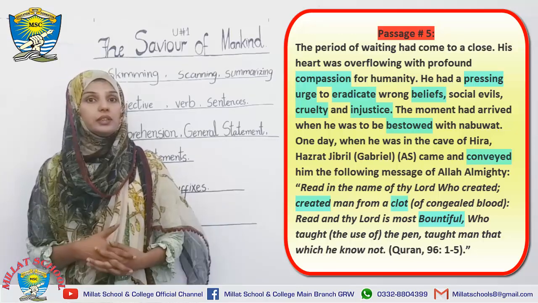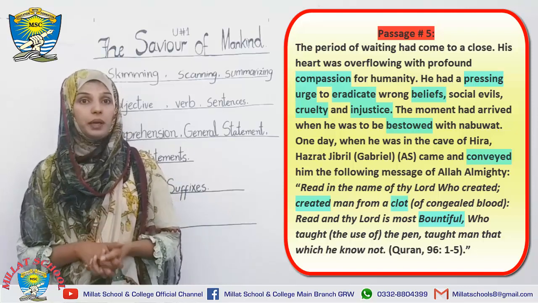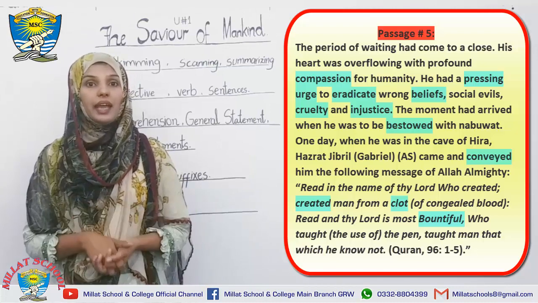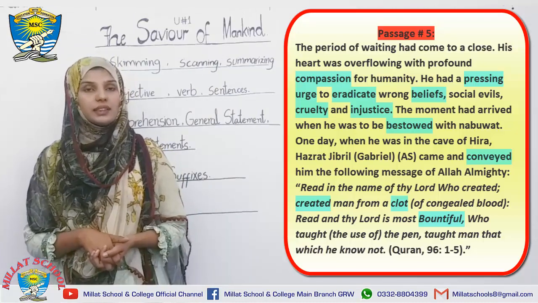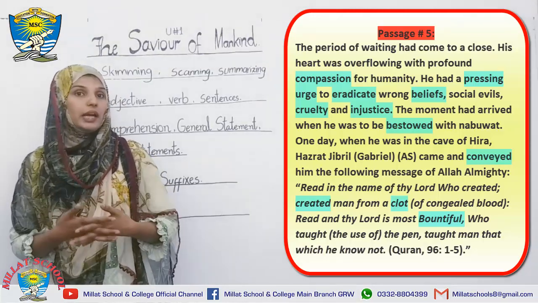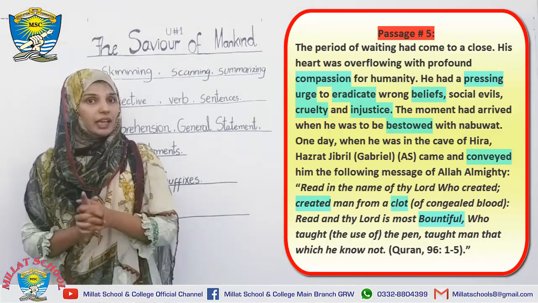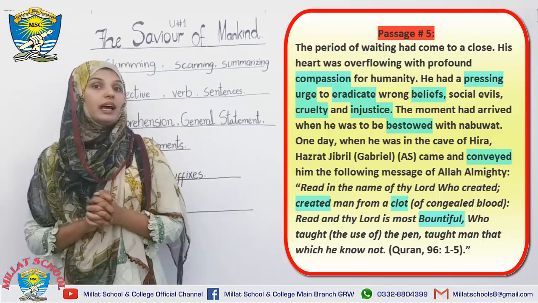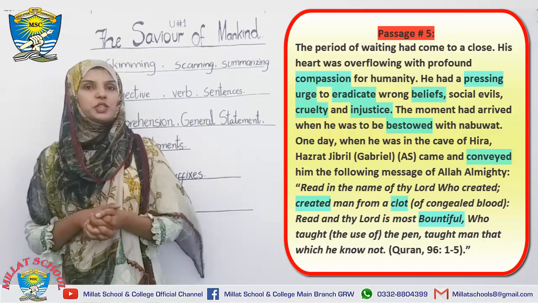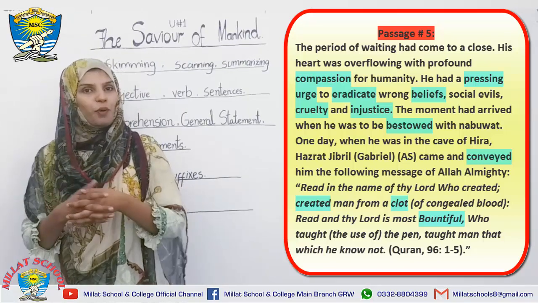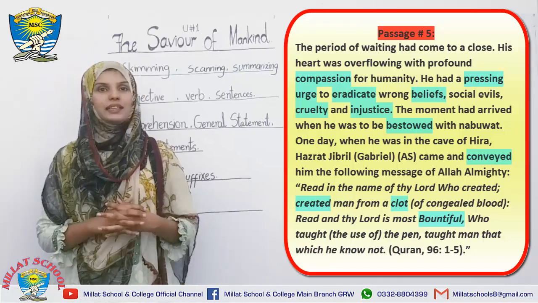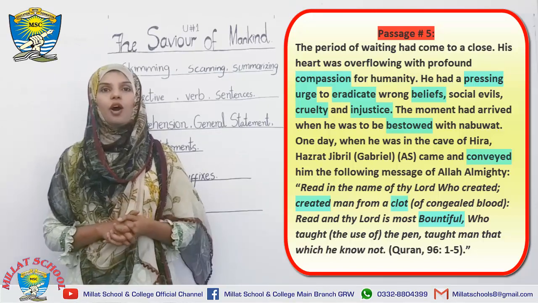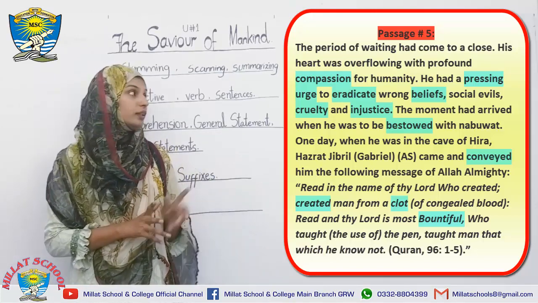When he went into solitude for meditation and prayer, his heart was overflowing with the love of Allah. He wanted to eradicate all the evils and all the injustice that he could see in the society of Arabia. So this was the obvious time to bestow him with Nubuwwat. And Allah sent his beloved angel Hazrat Jibreel to his beloved prophet Hazrat Muhammad, peace be upon him, with the first revelation, the first 5 ayats of Surah Alaq that you can see on the screen over here in the passage.